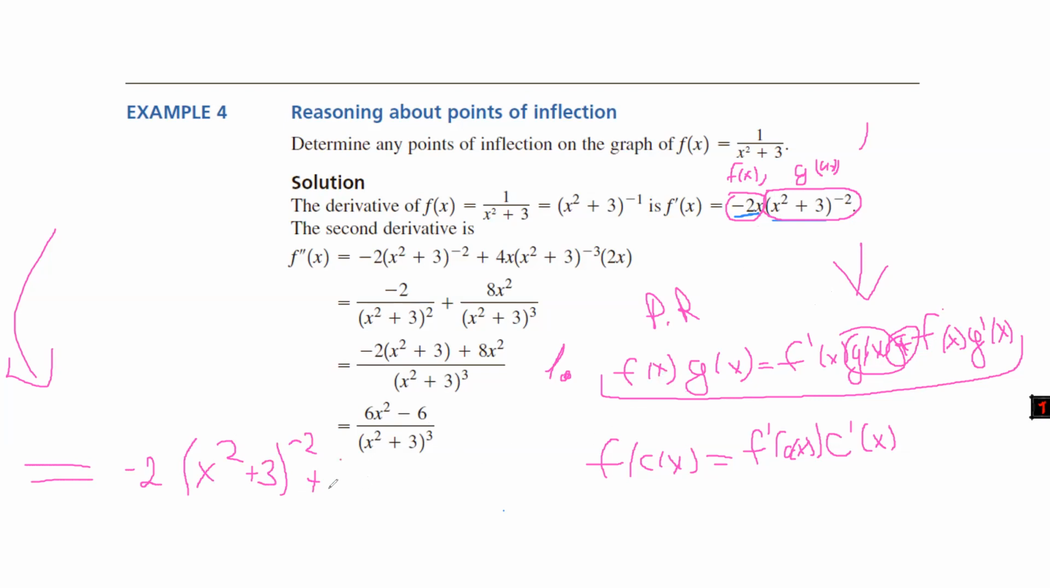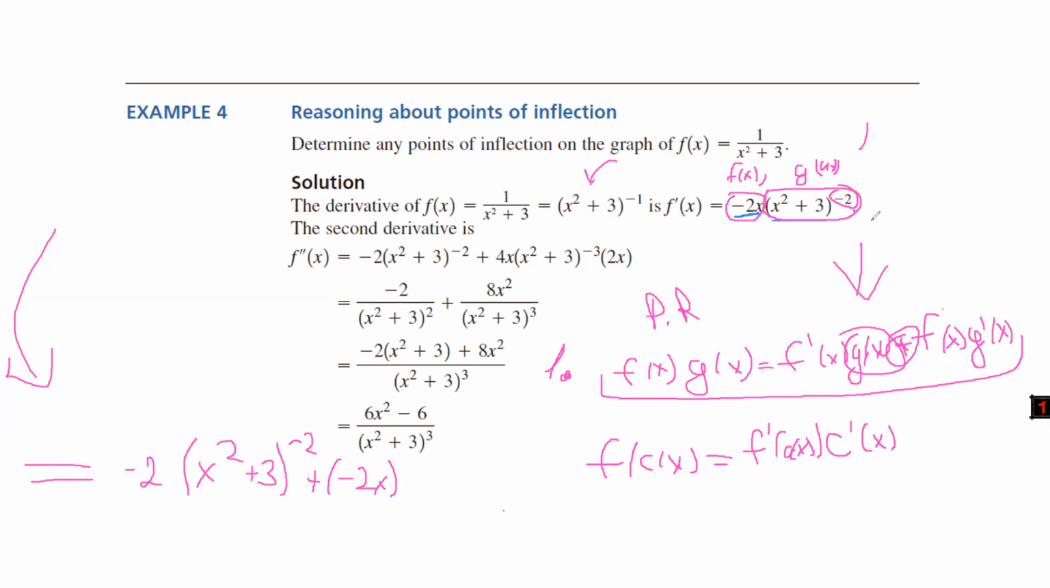So I'll write -2x times g prime of x. And now I remember, oh, of course, g of x is a complex function. Now I have to apply the chain rule, and I'm simply applying it as I did in the first step with the first derivative. The only difference is that my power is -2 instead of -1.